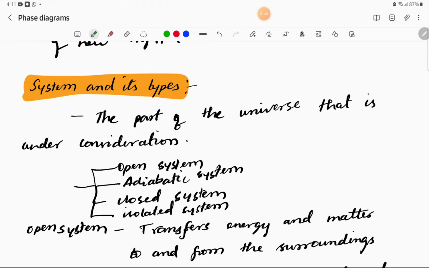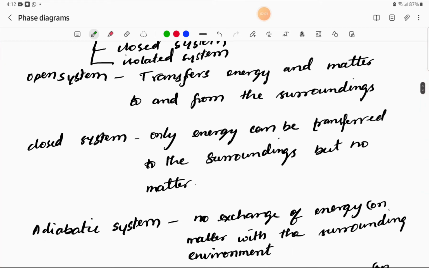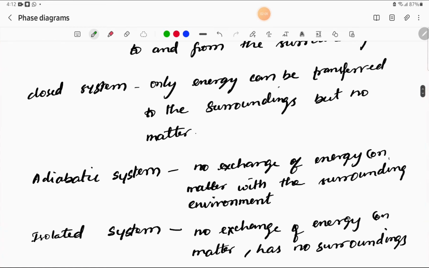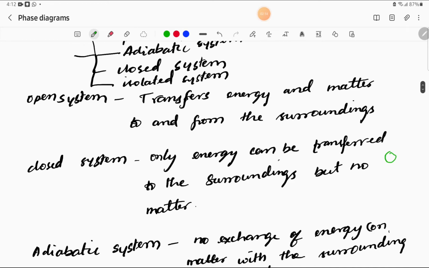Okay, system is of four types. One is open system. In open system, it transfers energy and matter to and from the surroundings. I think these are the basic things you might have studied in chemistry. And closed system: in closed system only energy can be transferred to the surroundings, but no matter can be transferred. Matter is something like, in igneous petrology, the transfer of magma. And in closed system, when no matter is transferred, it means only the heat is being transferred. Okay.